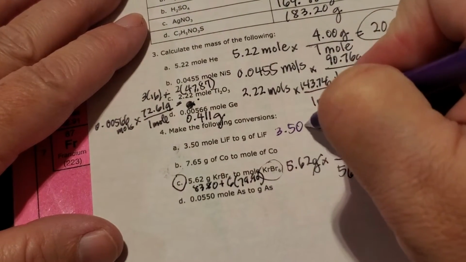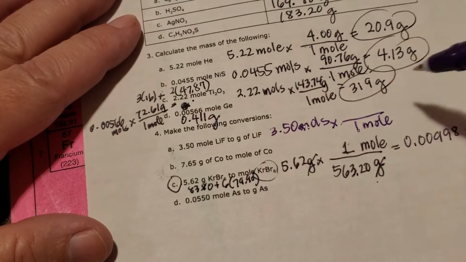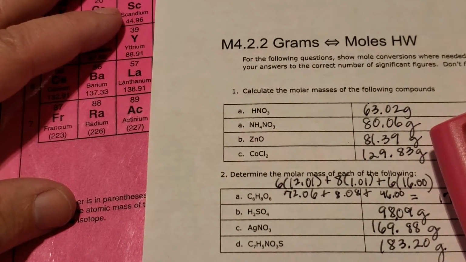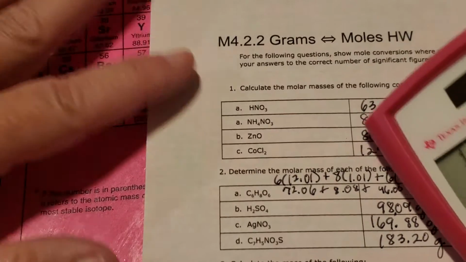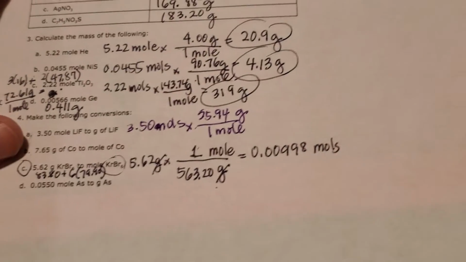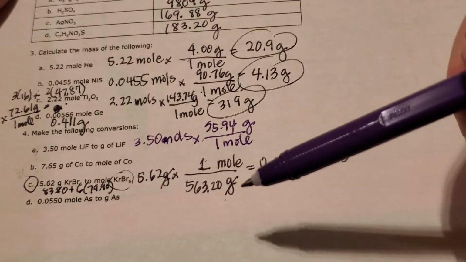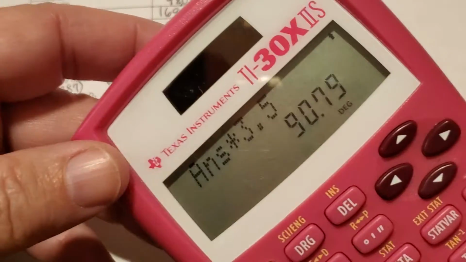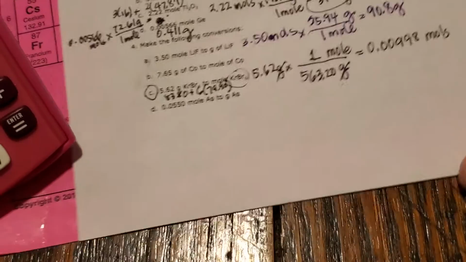So 3.50 moles, 1 mole on the bottom, grams on the top. My molar mass comes out to be 25.94. And then when it's set up like that, I'm just multiplying. Same thing as what I did all in number 3, moles to grams. I don't even clear my calculator, I just go times 3.5. So that is going to be 90.8 grams.